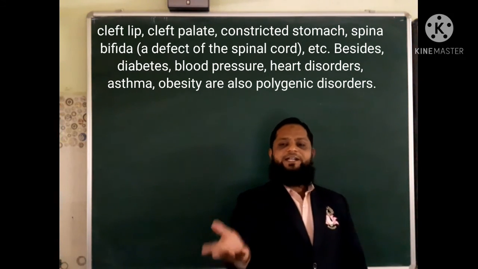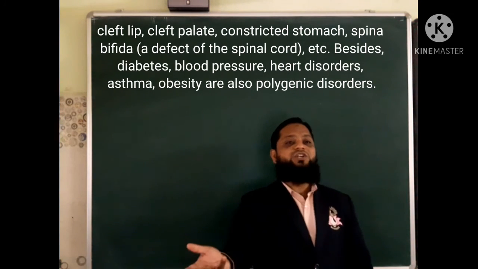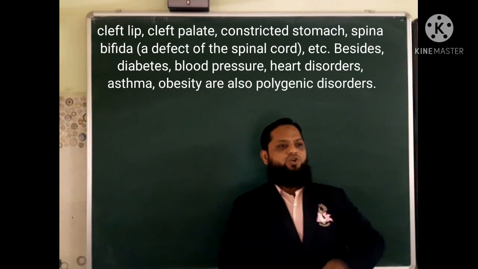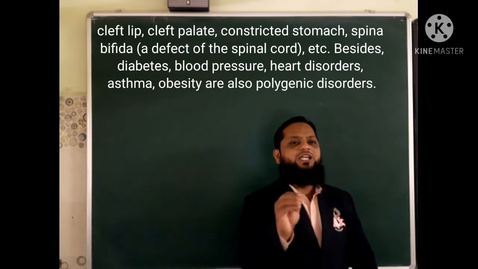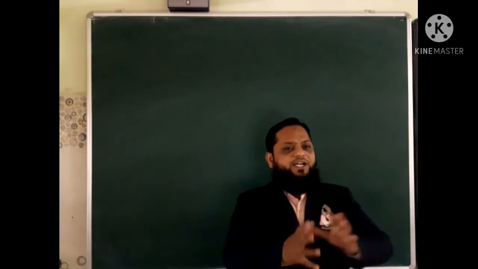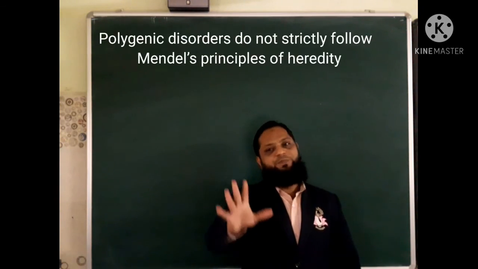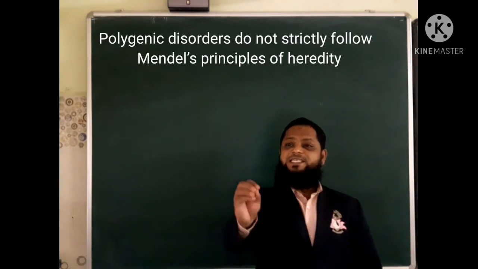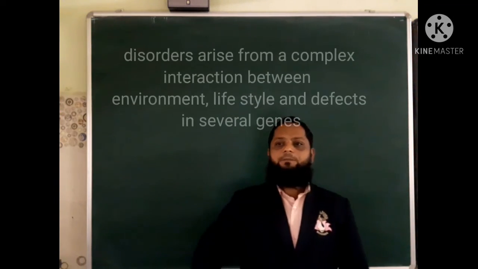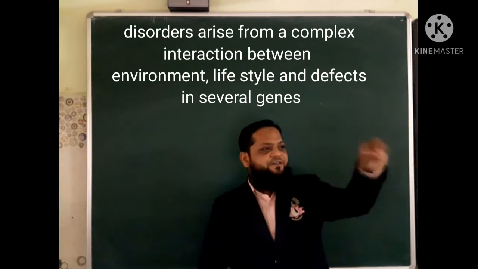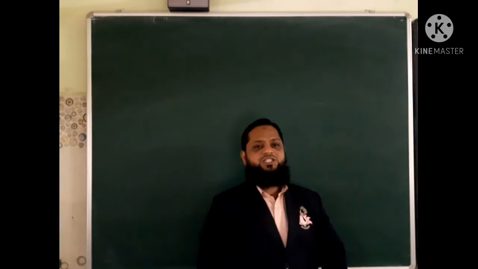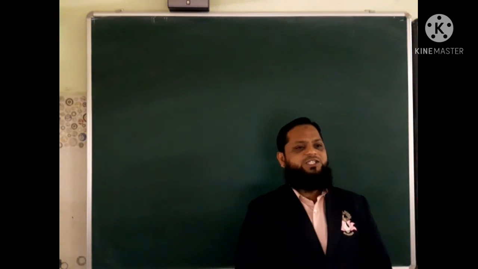Besides this, diabetes, blood pressure, heart disorders, and asthma are all considered to be polygenic disorders. Polygenic disorders do not strictly follow Mendel's principle of heredity. These disorders arise from a complex interaction between environment, lifestyle, and defects in several genes. This is all about polygenic disorders.